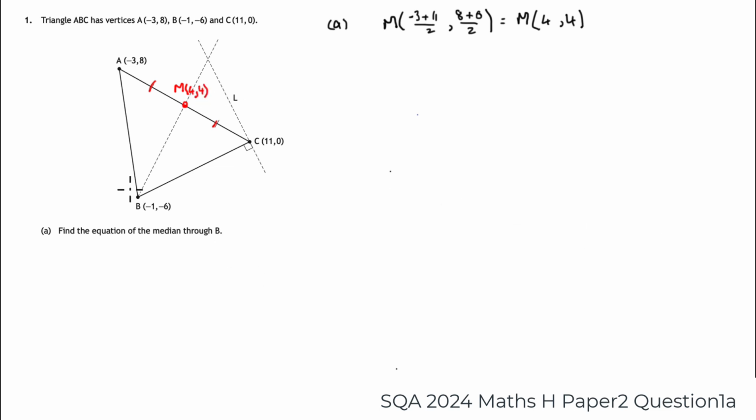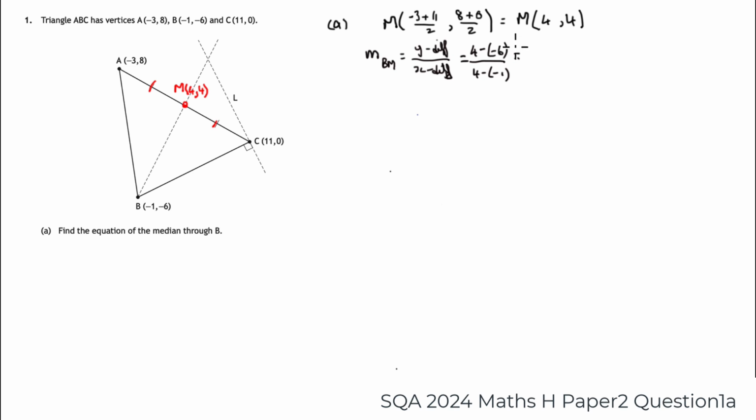So next stage is the gradient of that line. So the gradient of the line joining B to M, remember it's the difference of the y coordinates over the difference of the x coordinates. So let's start with the point M. So the y difference, 4 minus -6, and the x difference, 4 minus -1.